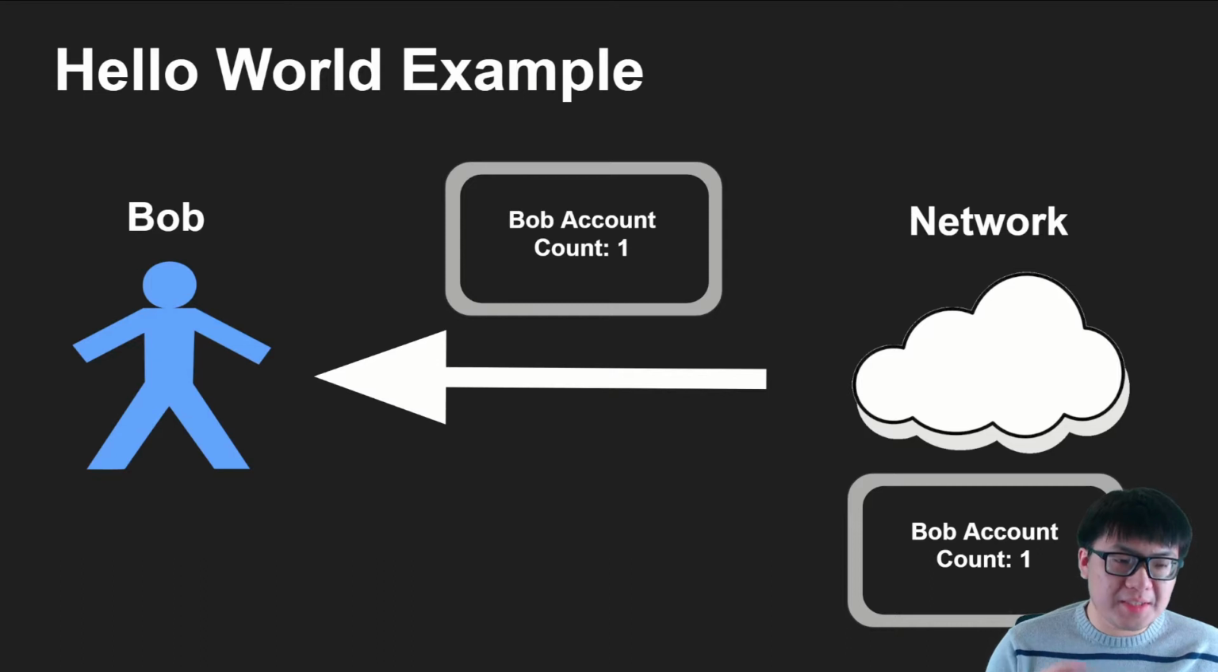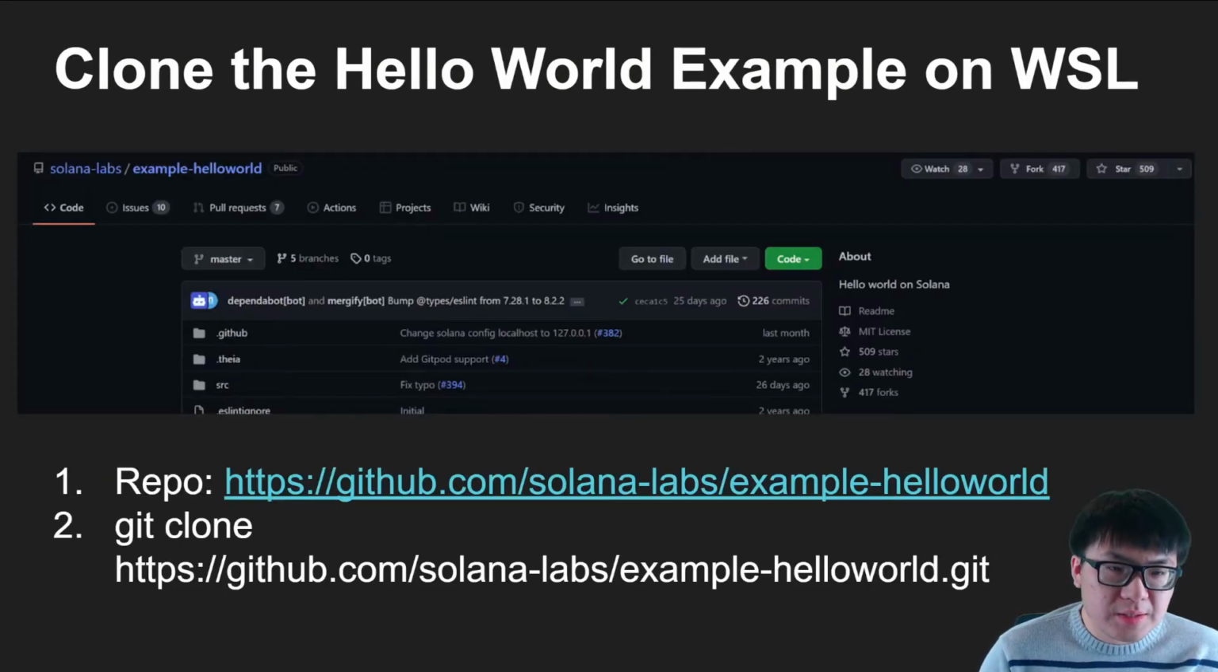This is the Hello World example that we're going to go through. So let's get started. The first thing we need to do is clone the Hello World example on WSL. I'll include the link in the description below, but it's pretty straightforward. Go to the GitHub repo, get the link, and then just do a git clone. And in fact, we can just do it.